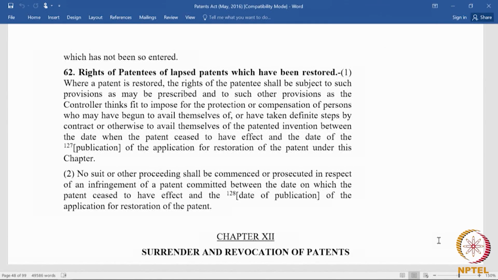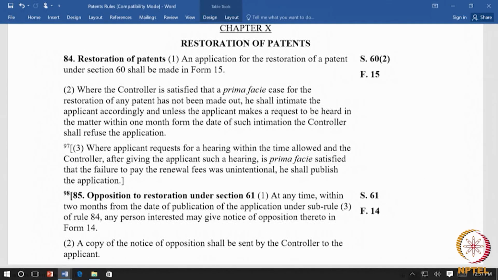Section 62(2) states that no suit or proceeding shall be commenced or prosecuted in respect of infringement of a patent committed between the date on which the patent ceased to have effect and the date of publication. So, between the date on which the patent ceased to have effect and the date on which the restoration of the patent was published, there cannot be any action for infringement or any proceeding based on the lapsed patent. Now, restoration of lapsed patent, the corresponding rules are rule 84.